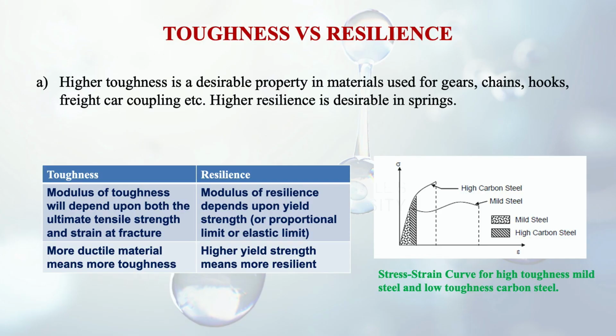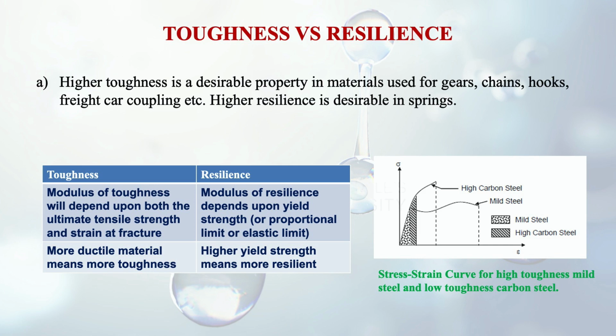So here is the comparison between toughness and resilience, given with the help of the curve. You can see this curve. The lower curve is going up to the fracture limit, whereas the upper one is going to the yield point only. So the hashed triangle you are seeing is about resilience, and the other one, the lower one, is about toughness.